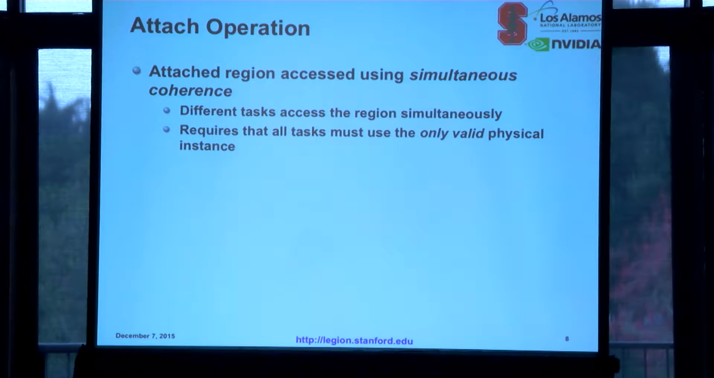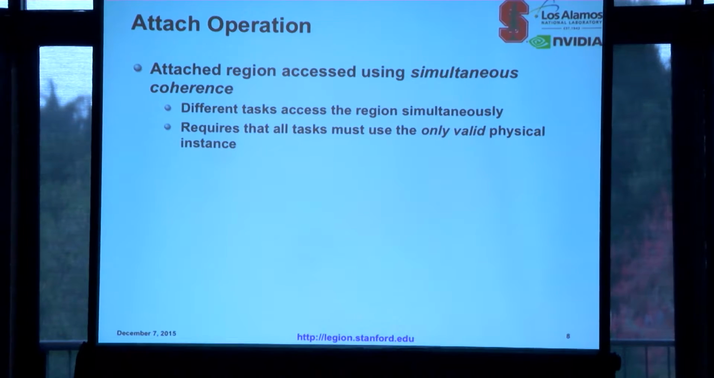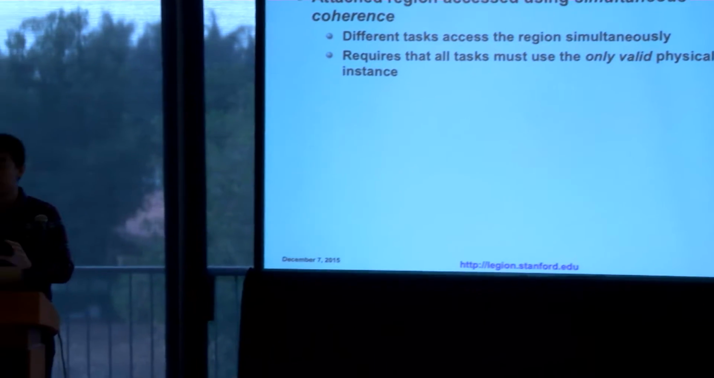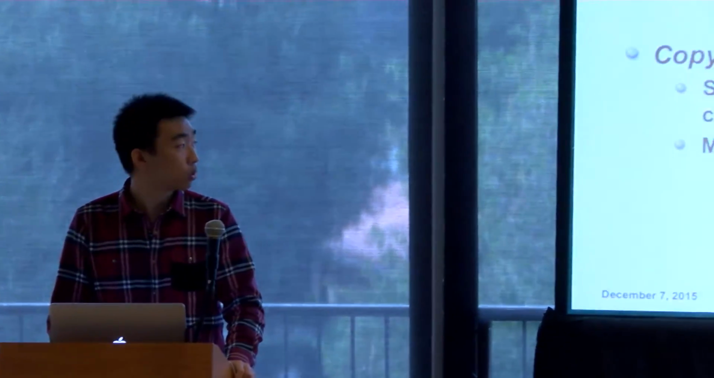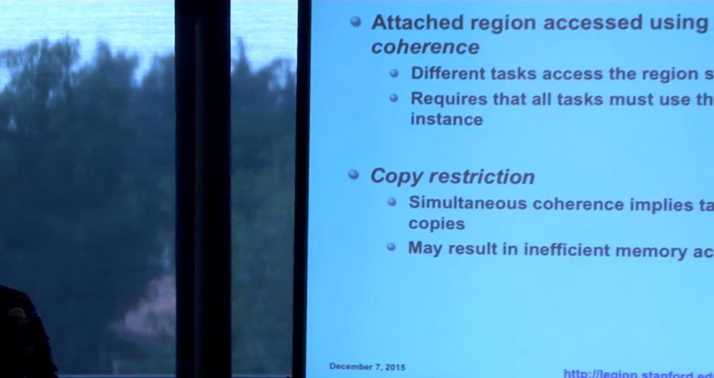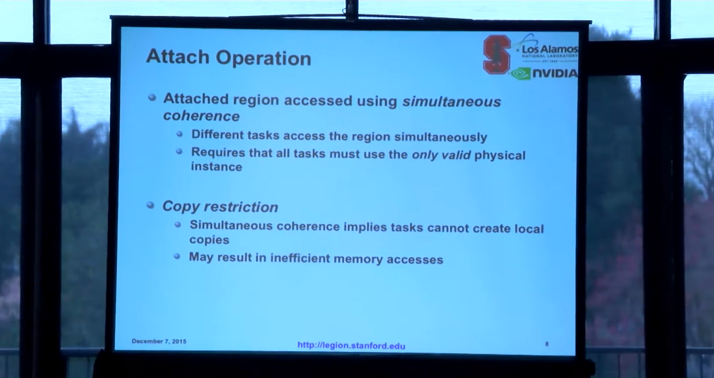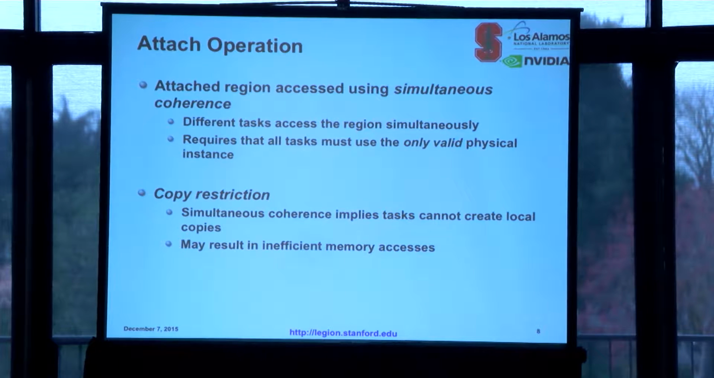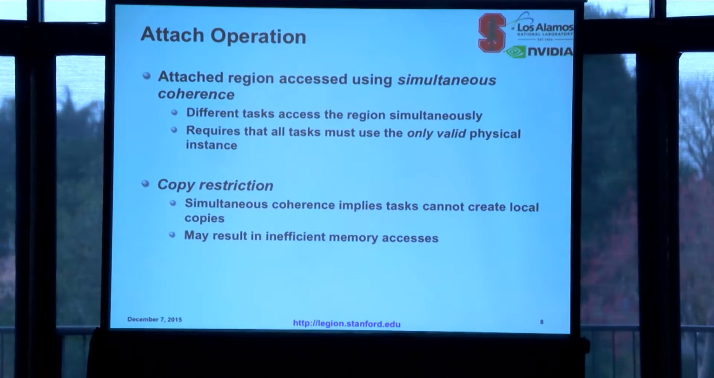And simultaneous coherence requires that all tasks must use the only valid physical instance, to make sure that the updates are immediately visible to the other tasks. The region runtime puts a copy restriction on regions with simultaneous coherence mode, which implies that tasks cannot create local copies. This is just to make sure that the updates are immediately visible to each other. But this may result in inefficient memory access for external resources.